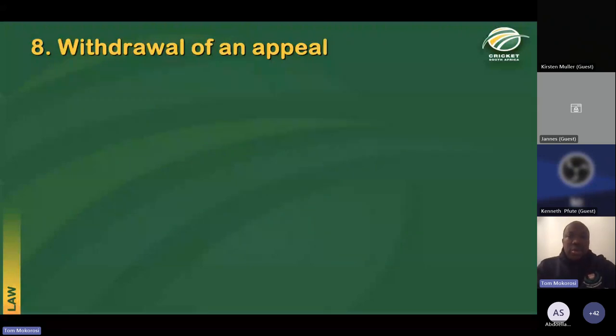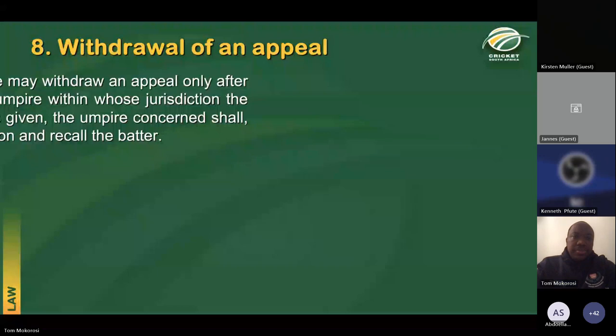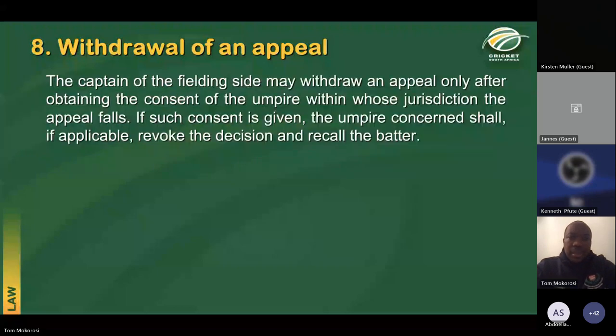Can an appeal be withdrawn? Let's see what the law says. The law tells us that the captain of the fielding side may withdraw an appeal only after obtaining the consent of the umpire within whose jurisdiction the appeal falls. If such consent is given, the umpire concerned shall, if applicable, revoke the decision and recall the batter.